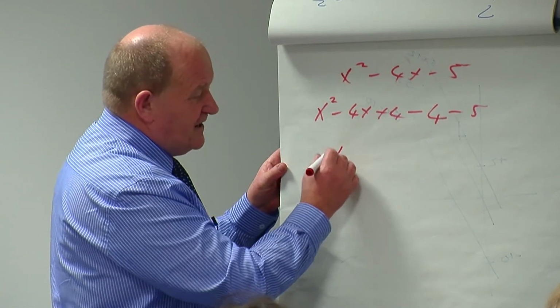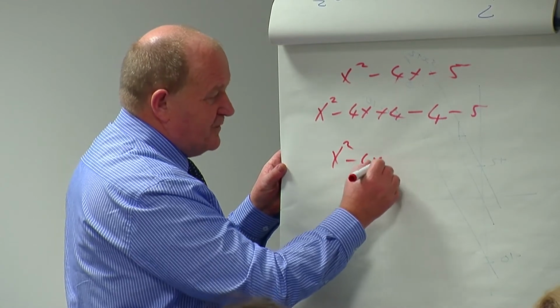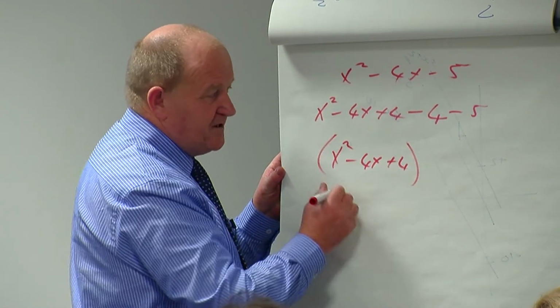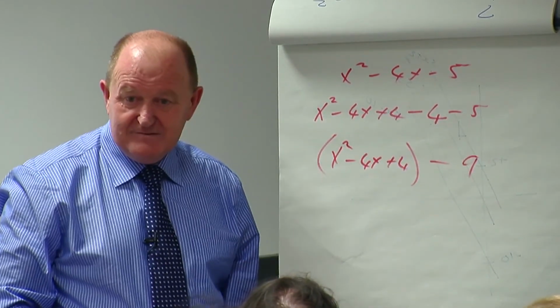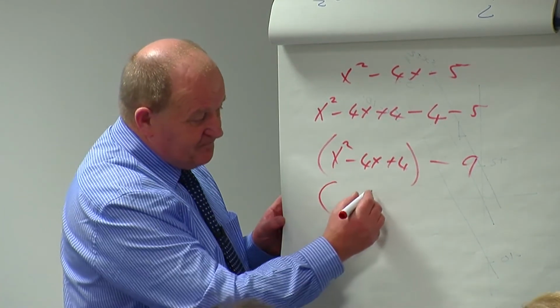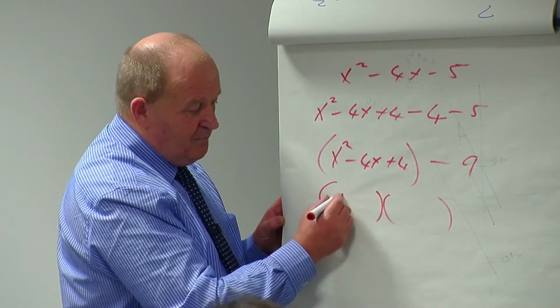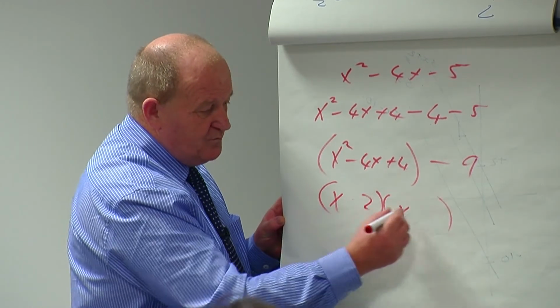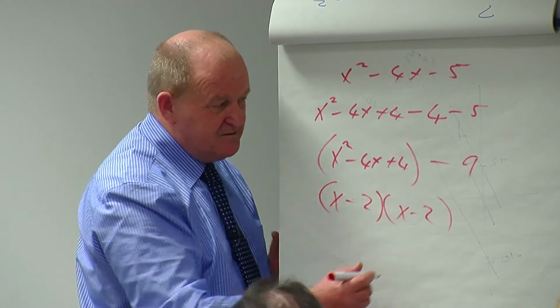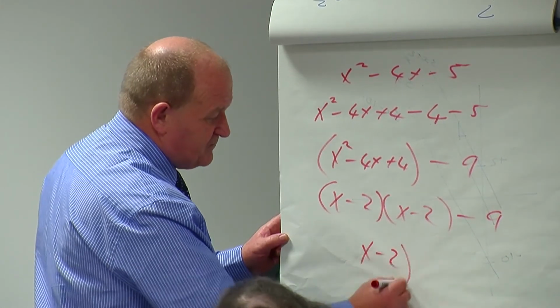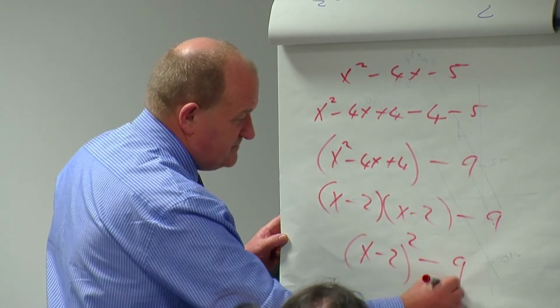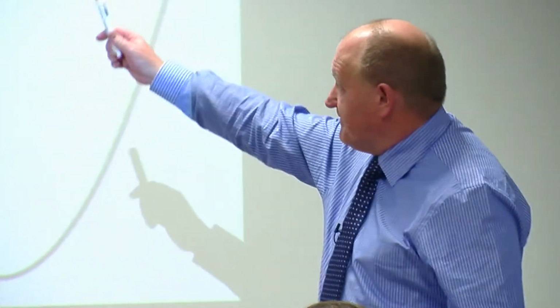So we now take x squared minus 4x plus 4, and we group that together, minus 9. Is that okay? We can factorize this bit here, and we get x and 2 and 2, and they're both minuses. Minus 9, and so we have x minus 2 all squared, minus 9. Hey presto, from that form to that form.